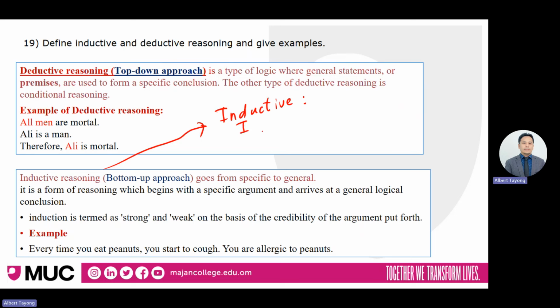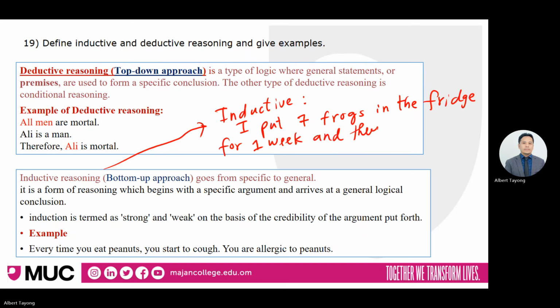Let's say I put 7 frogs in the fridge for 1 week, and they died.